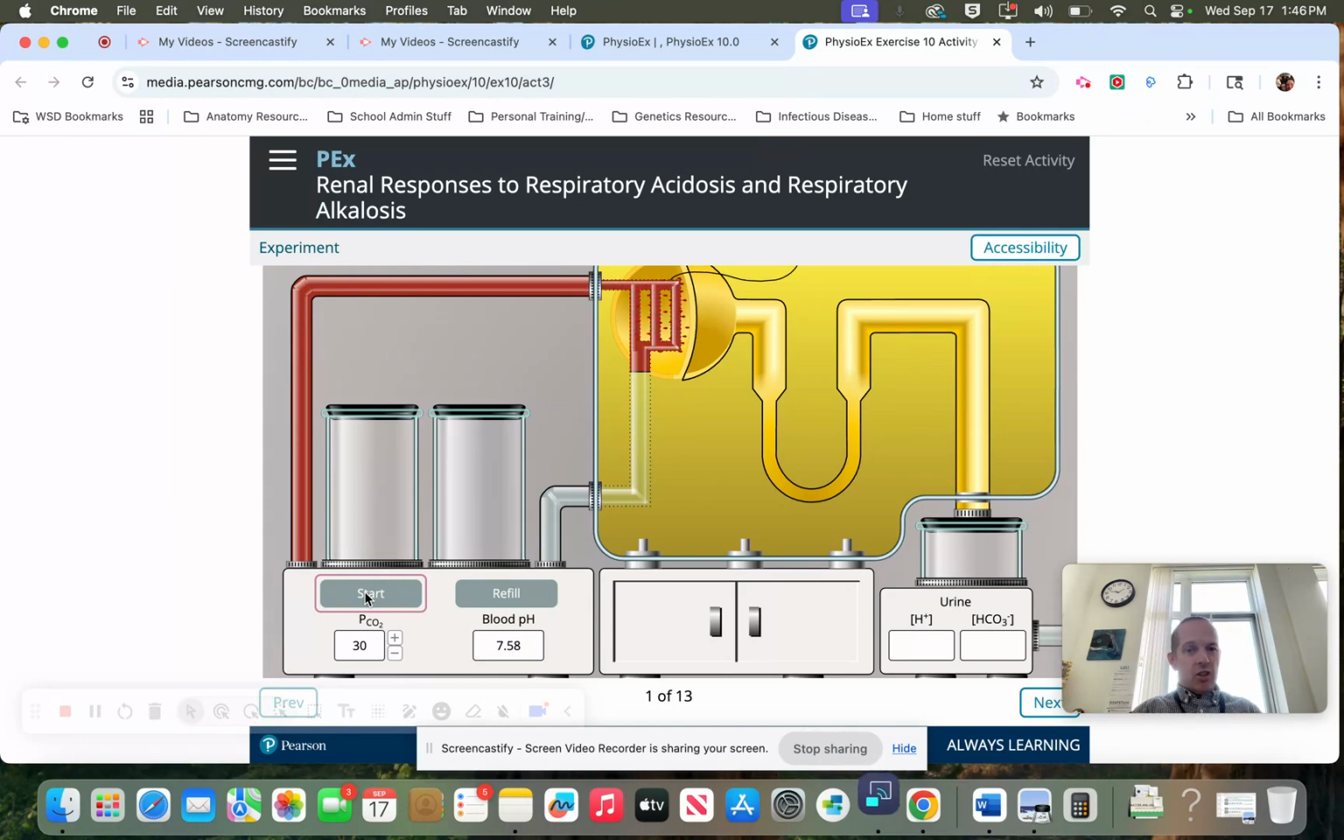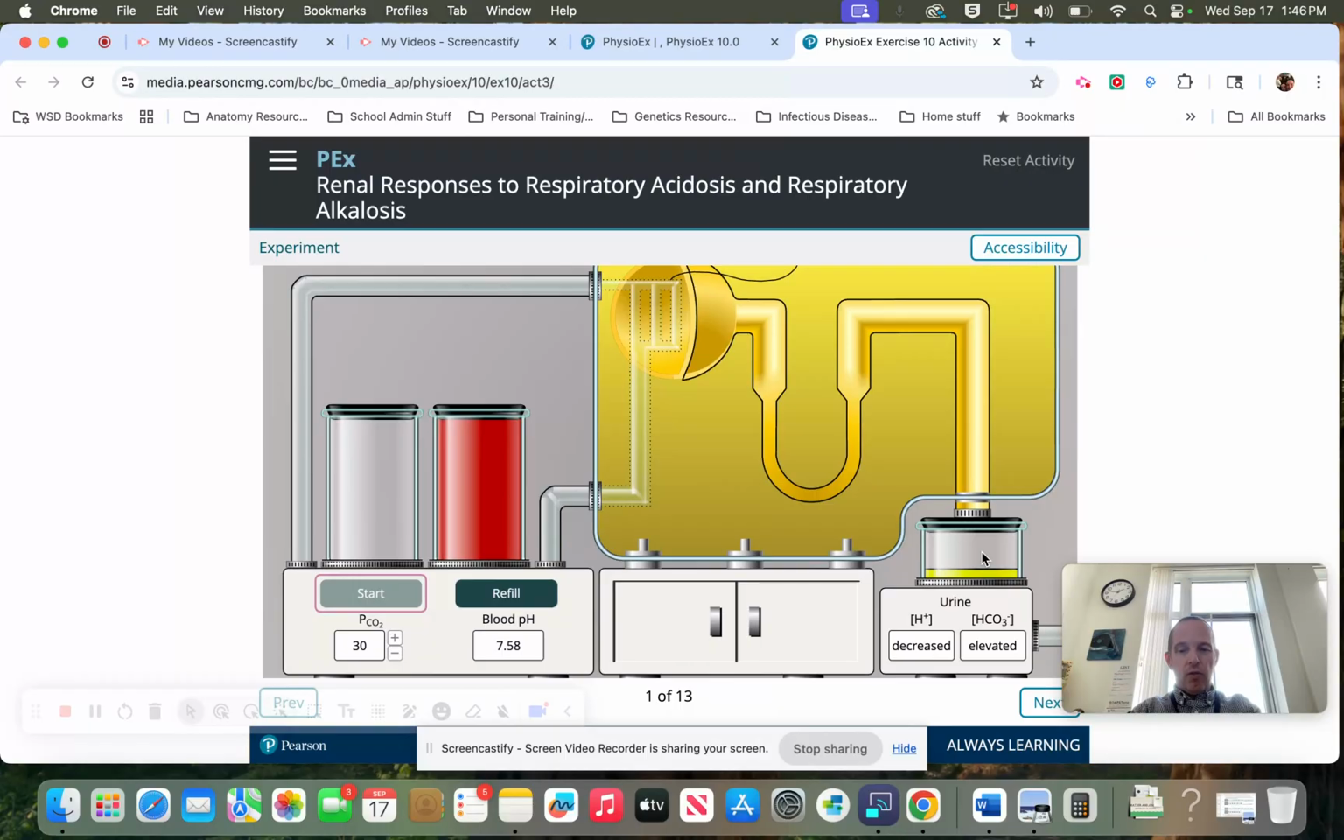We see that it's in the glomerulus. Filtration is starting to happen. We're starting to produce some urine here. And in a moment, we're going to see what the levels of these two ions are all about. So as we finish this, we notice that the levels of hydrogen are decreased.